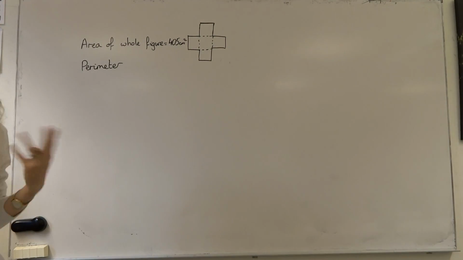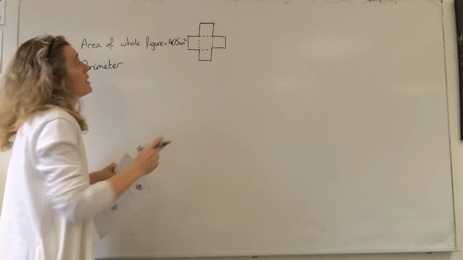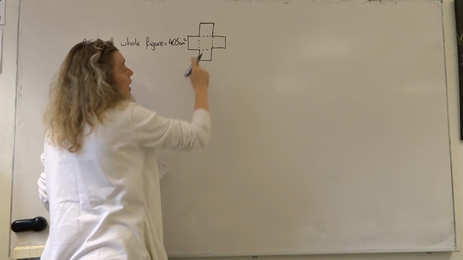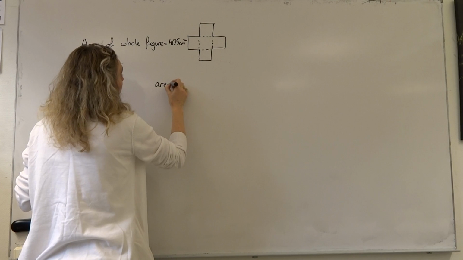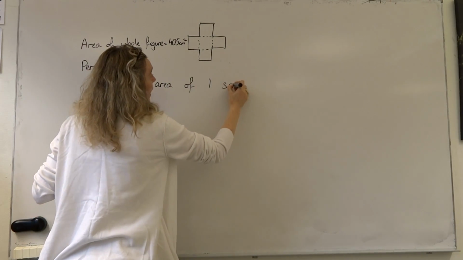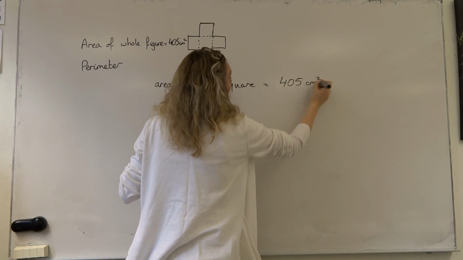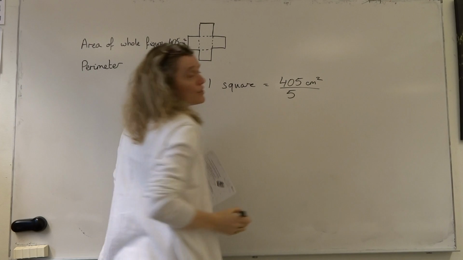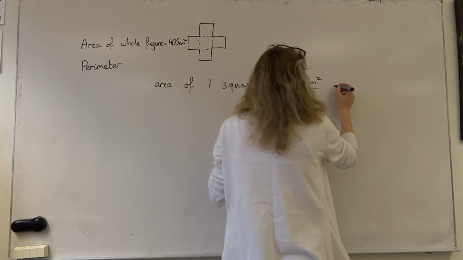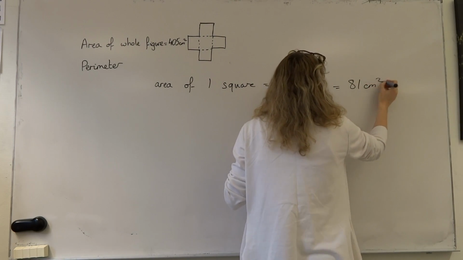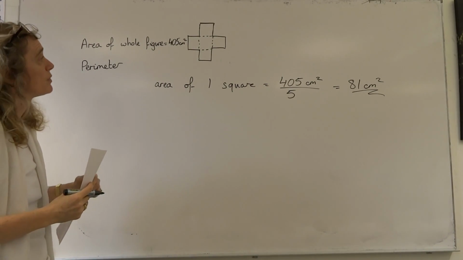In order to do that, we have to first work out the length. In order to work out the length, we have to see how many squares we have here. 1, 2, 3, 4, 5. So we have 5 squares. So the area of one square will be 405 centimetres squared divided by the 5 squares that we have. And that will give us 81 centimetres squared.